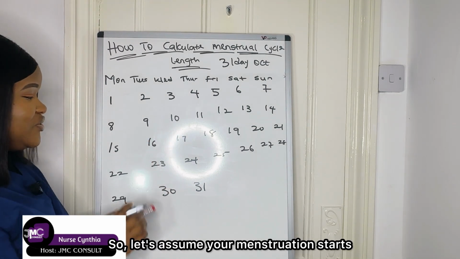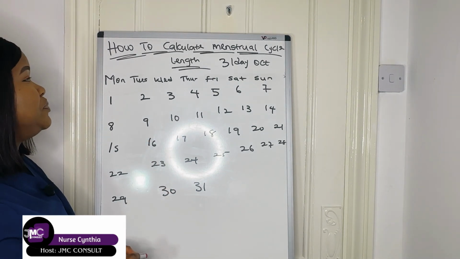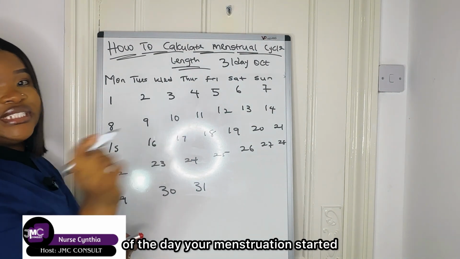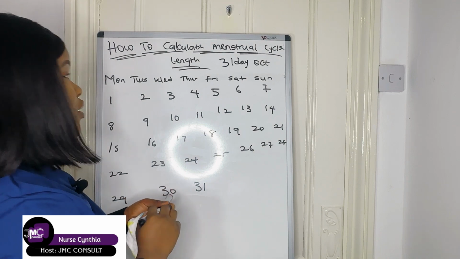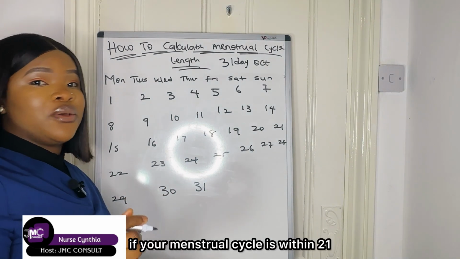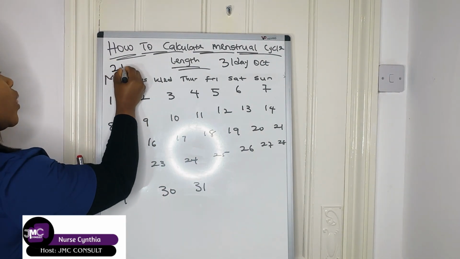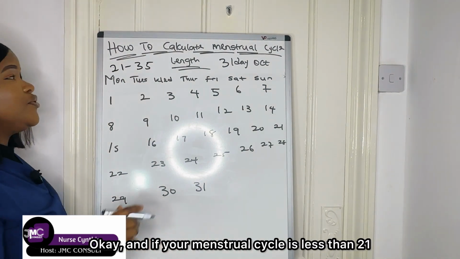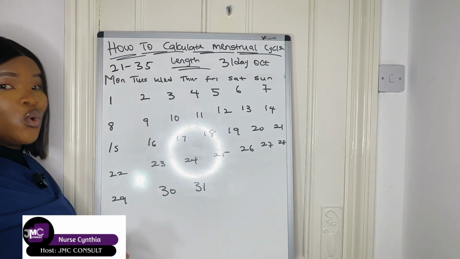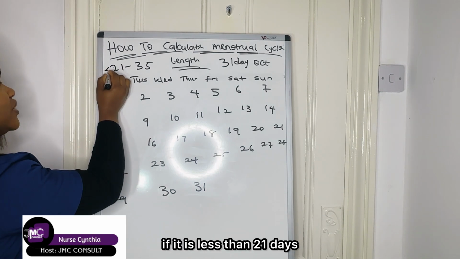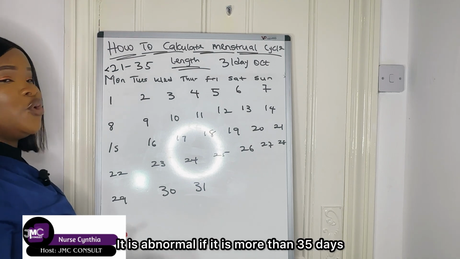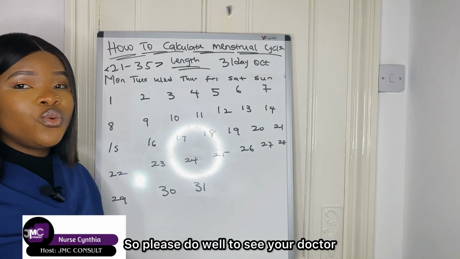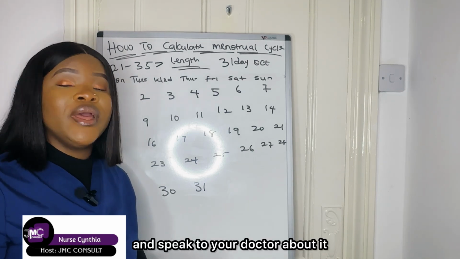So let's assume your menstruation starts on the 3rd. We're using the 3rd as an example of the day your menstruation started. Now, a quick reminder: if your menstrual cycle is within 21 to 35 days, it is within normal range, okay? And if your menstrual cycle is less than 21 days, it is abnormal. If it is more than 35 days, it is also abnormal. So please do well to see your doctor and speak to your doctor about it.